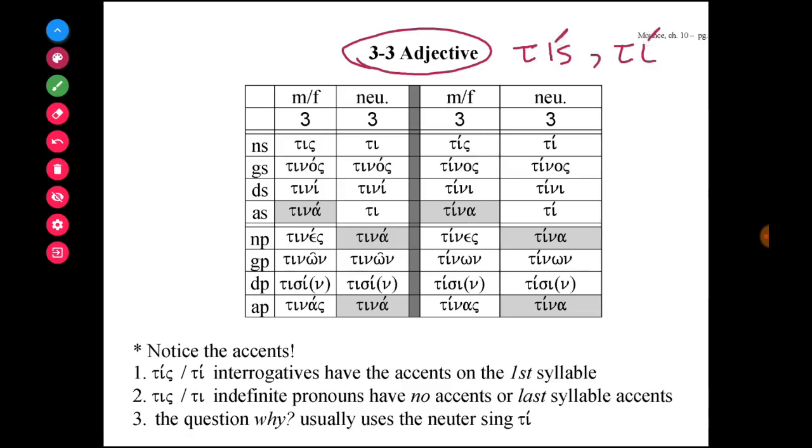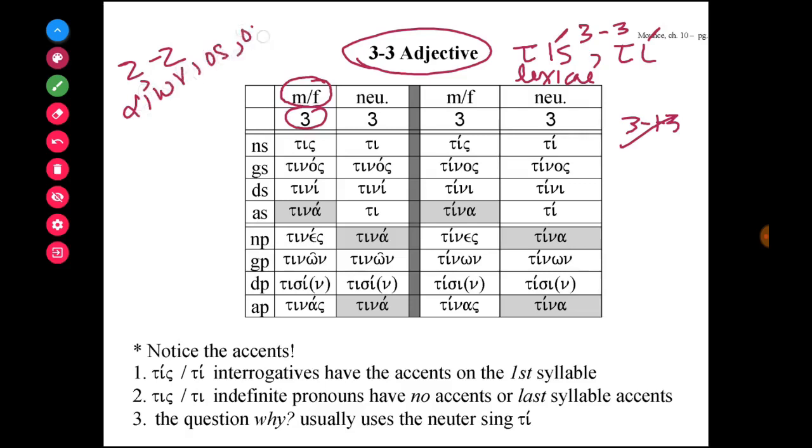Now notice that as part of its lexical form, I don't have three forms. I don't have a 3-1-3 here. I don't have a separate form for the masculine, feminine, neuter. Instead, this is what we call a 3-3 adjective, where the masculine and feminine gender have the same form. So this, remember, the equivalent is a 2-2 adjective with ionios, on, where you have the second declension endings for the masculine and feminine.